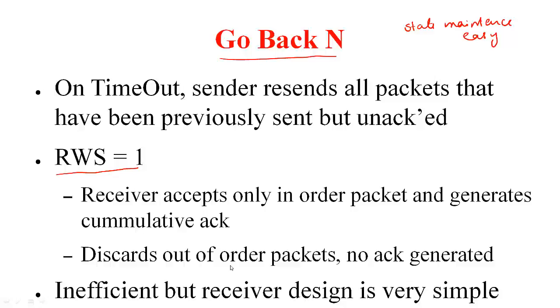If any out-of-order packet comes, the receiver is just going to discard it. No ACKs are generated. This is fine because, as I said, on timeout the sender is anyway going to retransmit all the packets. Thereby, RWS equal to 1 is sufficient in this protocol. So naturally, it is inefficient because even though the packets reached the receiver successfully, they were out of order, so you are just discarding them. But at the same time, the reason why this is used is it makes the receiver design very simple. It hardly maintains any state. It gets the next in-sequence packet, it accepts. Otherwise, it's not going to accept it. So this is a simplistic protocol.